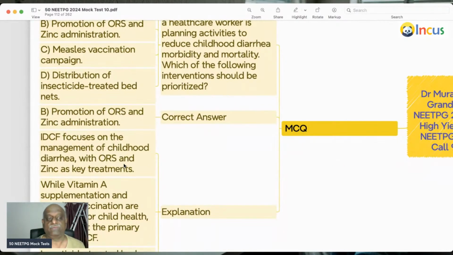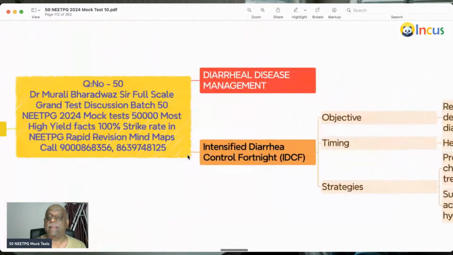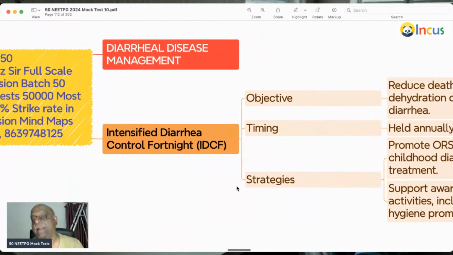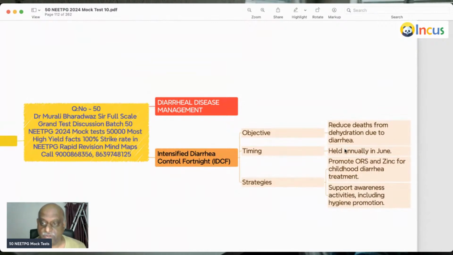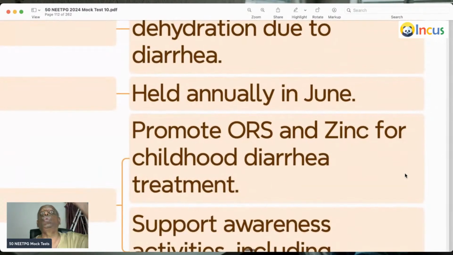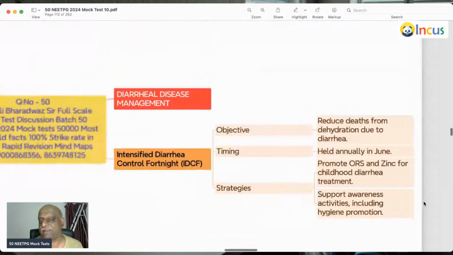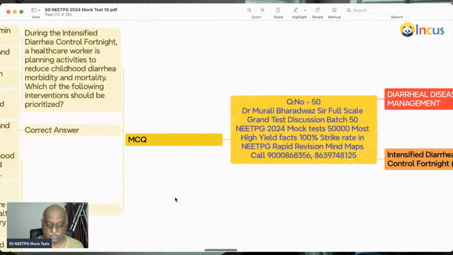So IDCF focuses on childhood diarrheas with ORS and zinc as the key treatment. What is meant by Intensified Diarrhea Control Fortnight? Reduce the deaths due to dehydration from diarrhea. It is held annually in the month of June, when the diarrhea occurs, right? I was born on June 6th, I bring rains. So June is the time of intense diarrhea once the rains begin. So promote ORS and zinc for childhood diarrhea treatment.